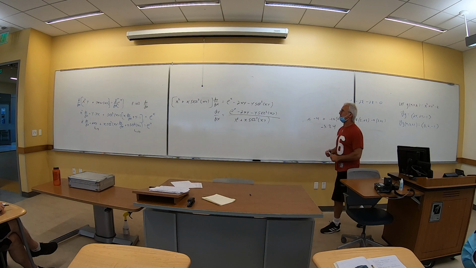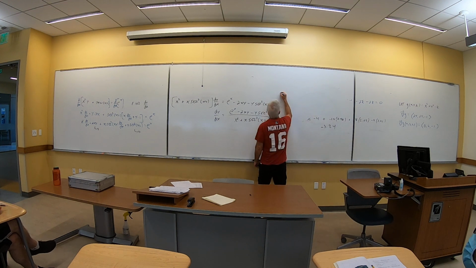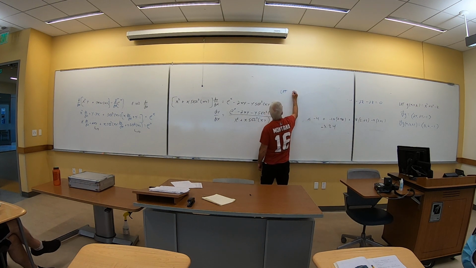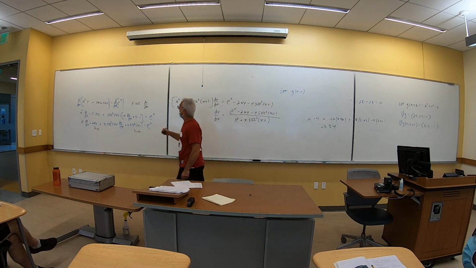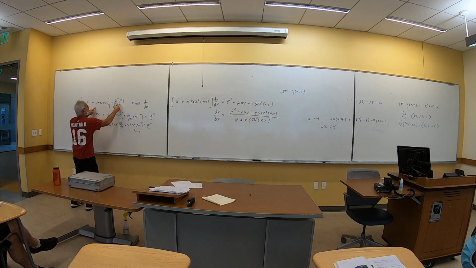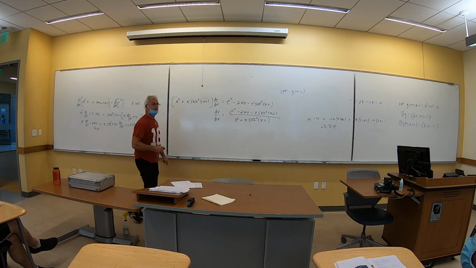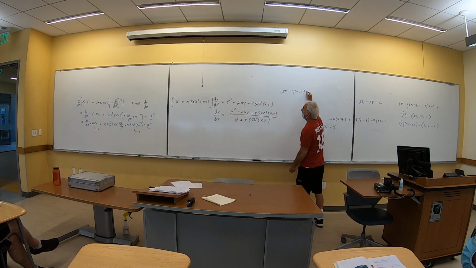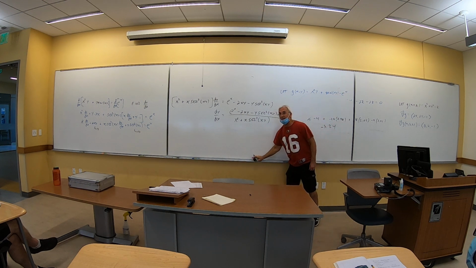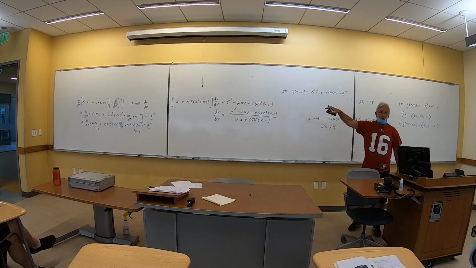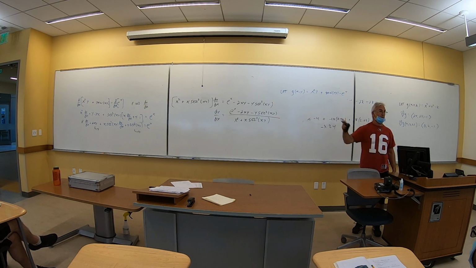Well, I need to create a three-dimensional function. So how about if we do the following? Let's let g of x comma y, doesn't matter what letter you use, equal x squared y plus tan xy minus e to the x. Therefore, when this equals 0, my original problem is that particular level curve.